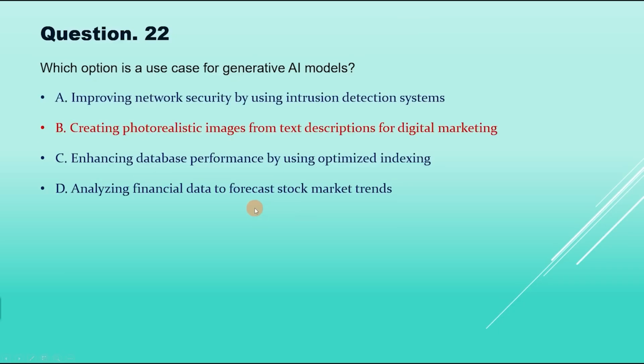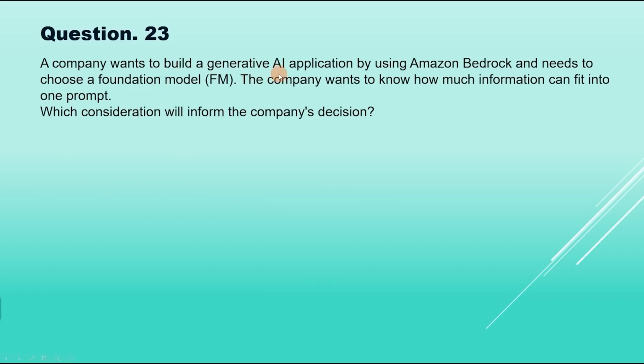Now question number 23. A company wants to build a generative AI application by using Amazon Bedrock and needs to choose a foundation model. The company wants to know how much information can fit into one prompt. Which consideration will inform the company's decision? Option A, temperature. Option B, context window. Option C, batch size. Option D, model size.